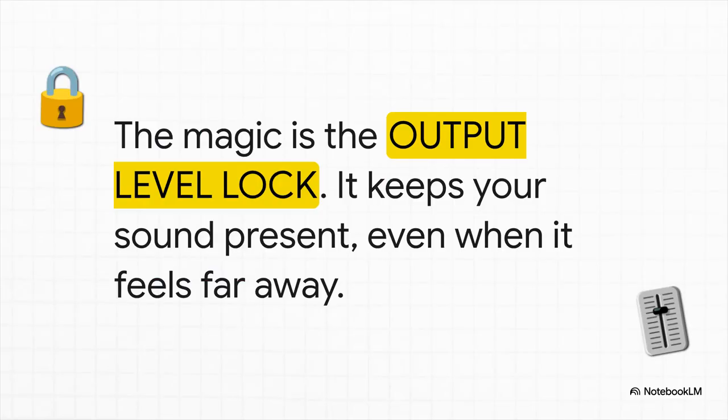And that brings us to the secret sauce, the output level lock. This little button is pure magic. When you turn it on, you can slide that main fader all the way from near to far, and the plugin automatically compensates for the volume change. So the sound feels like it's 100 feet away, but it's still perfectly present and audible in your mix. Seriously, no more volume automation headaches.